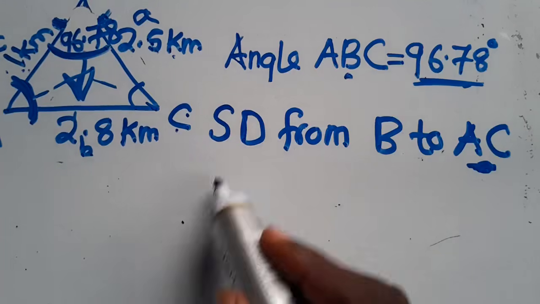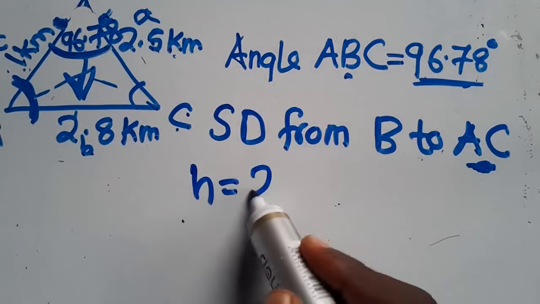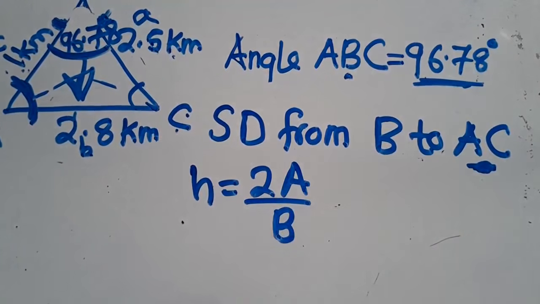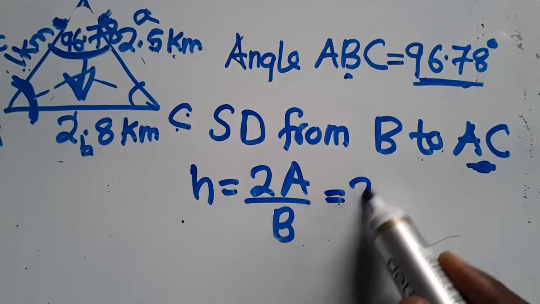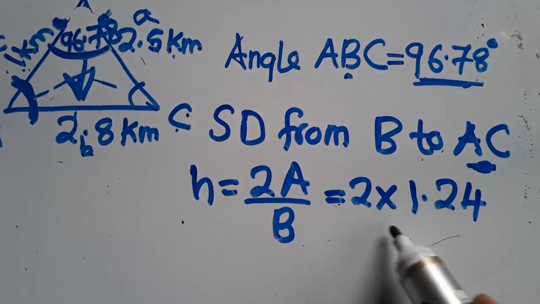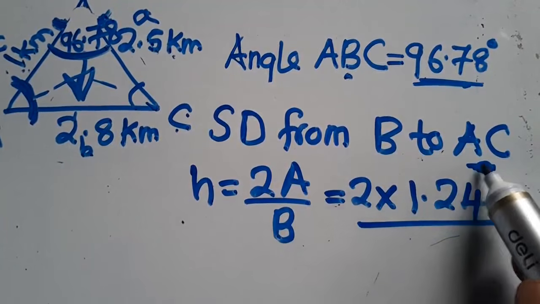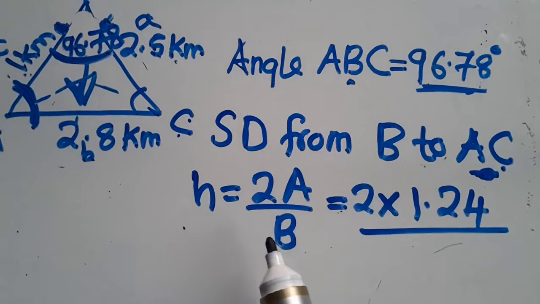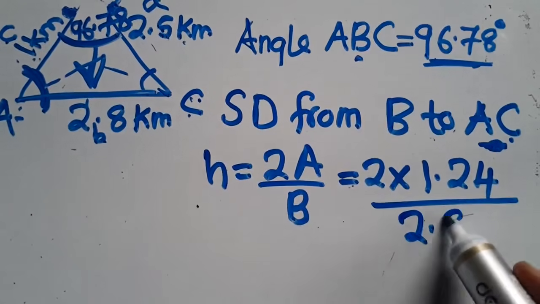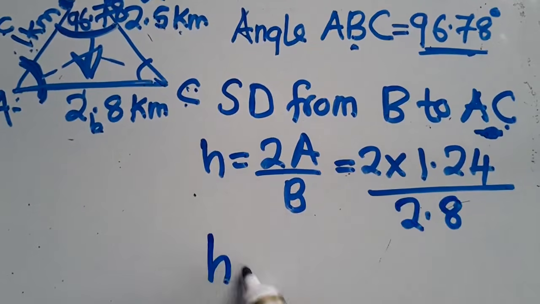We are going to say shortest distance is equal to 2A over b. Where this is the same as 2 times, what is the area? 1.24. Over, what is your base? AC. Where is AC? AC is here. AC is 2.8. Where this is now equal to 2 times 1.24. What answer are you getting?